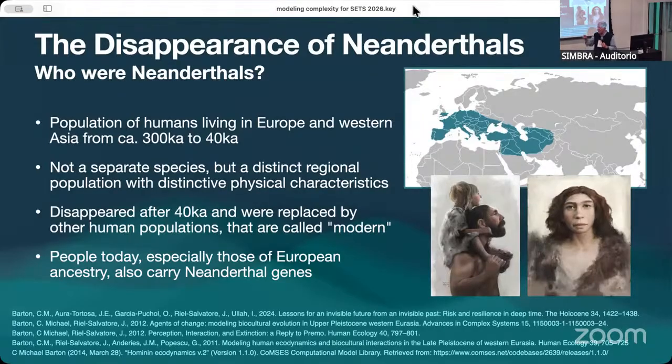But people today, especially people that have European ancestry, carry Neanderthal genes. And again, we know that because we've been able to sequence genetic material from Neanderthals in the past. So I carry Neanderthal genes to some extent. So what happened, right? They were around for a long time. They're gone, but we all have a heritage of these guys.